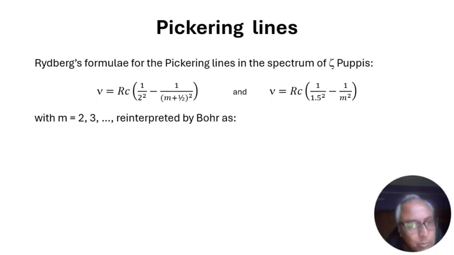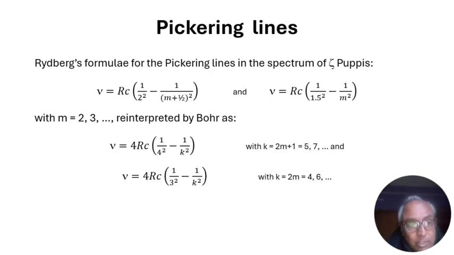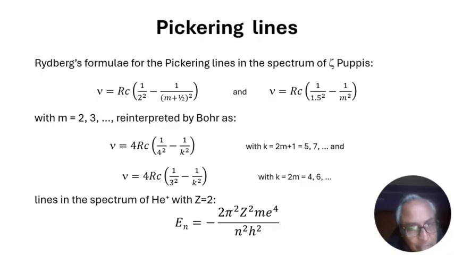But Bohr reinterpreted these spectra and showed that Rydberg's formula could be rewritten as nu equals 4Rc times (1 upon 4 squared minus 1 upon k squared), where k equal to 2m plus 1, which is equal to 5, 7, etc. And nu equal to 4Rc times (1 upon 3 squared minus 1 upon k squared), with k equal to 2m, which is equal to 4, 6, etc. And thus these lines originated not from hydrogen, but from ionized helium, that is helium plus, with a nuclear charge of 2 electrons.